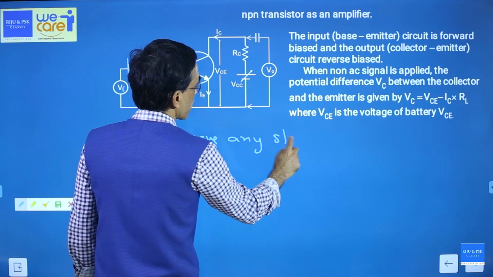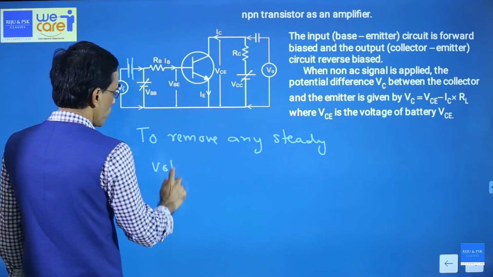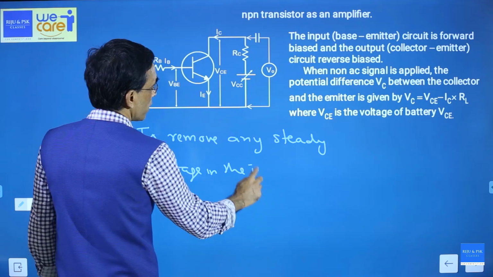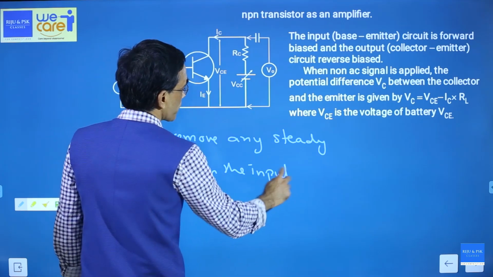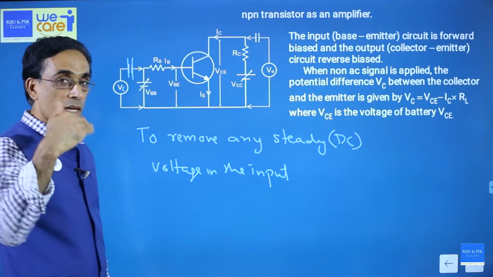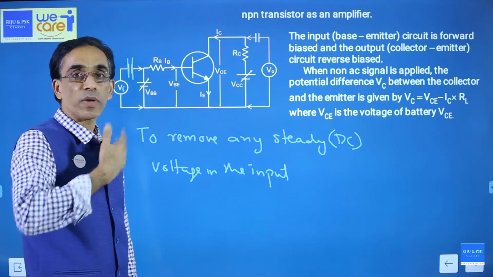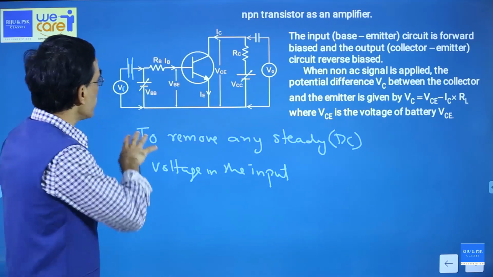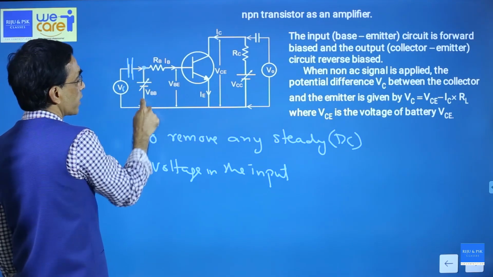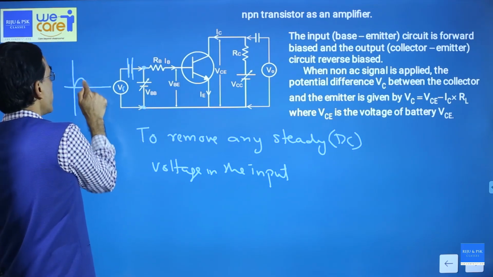any steady voltage in the input. Steady means direct DC. In the input you want only a varying one, like when I speak the voltage actually keeps varying. You want only the variation of the voltage here. So that varying voltage is given here in the input. So in a simplistic way, I can represent the input as a sine wave.